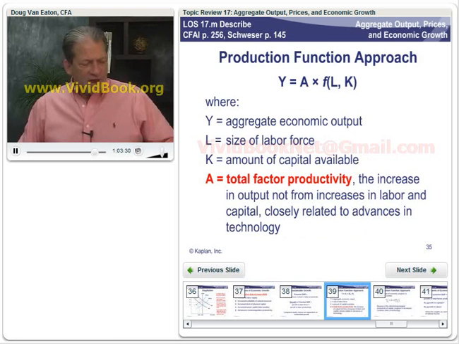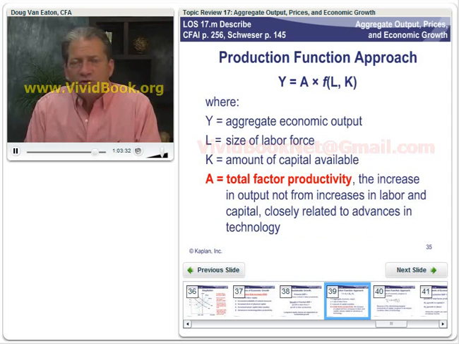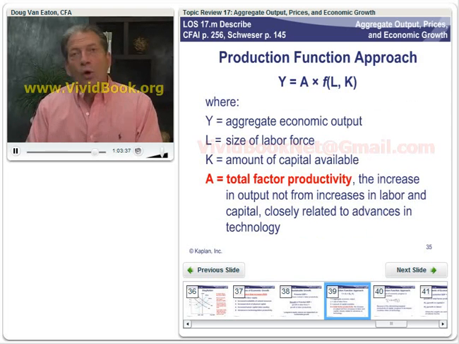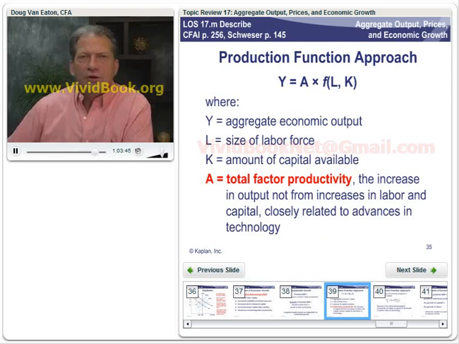So we've got two approaches we want to look at to analyzing growth economics. And we've got a couple of approaches, pretty straightforward. Let me take you through this one right here.